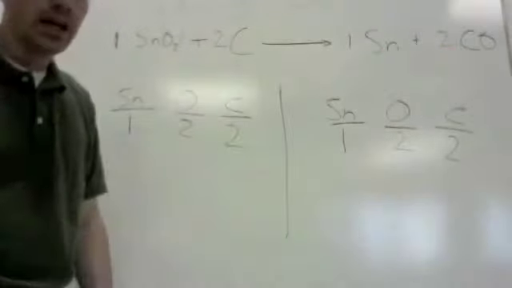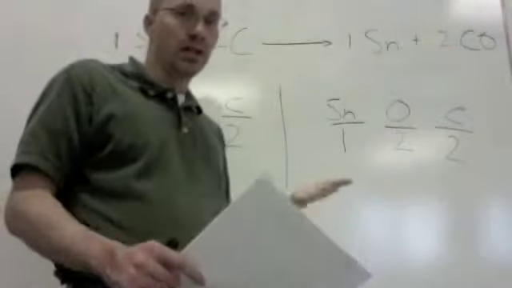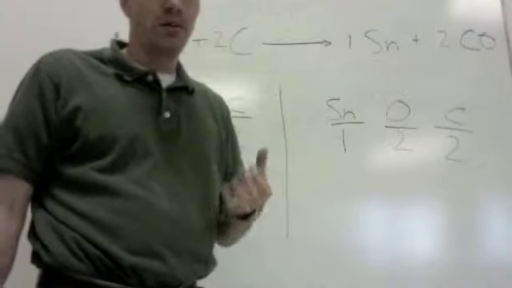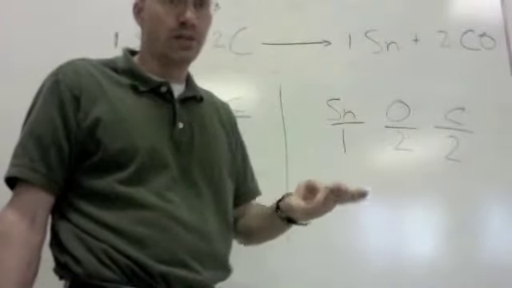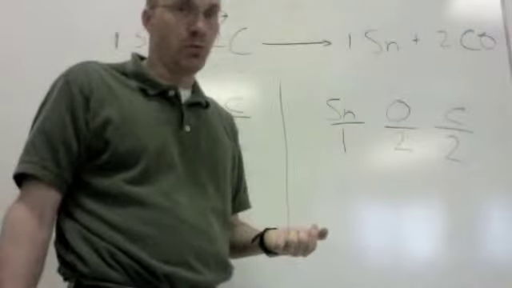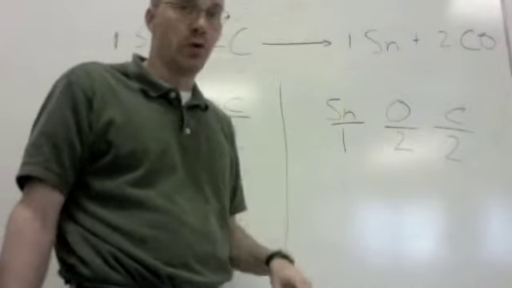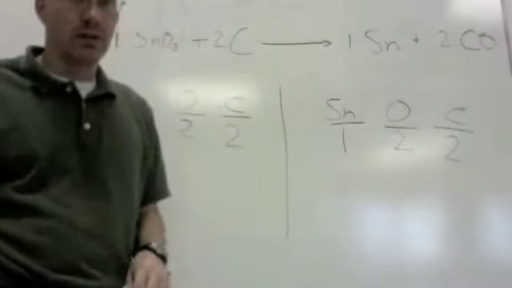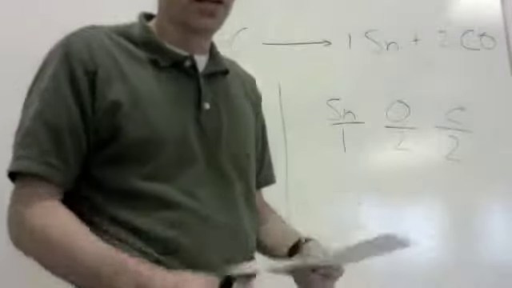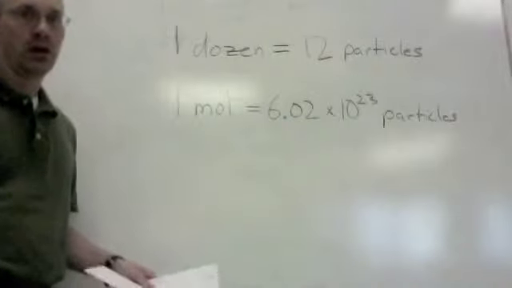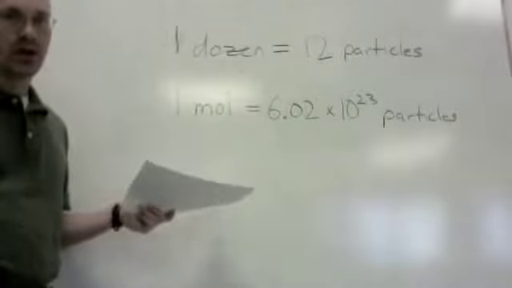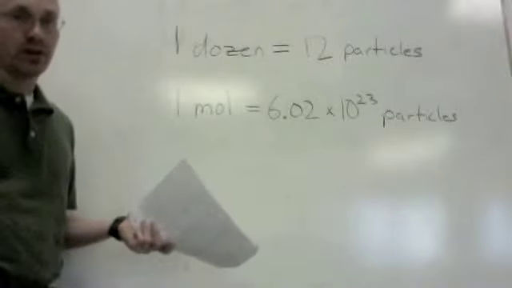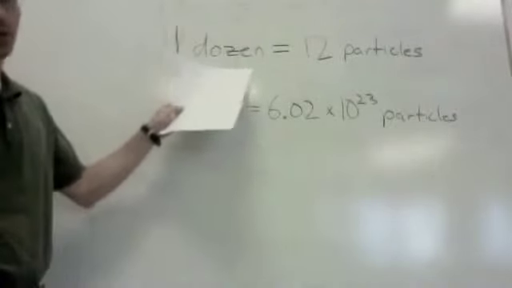In chemistry, it's impractical to talk about amounts in terms of individual atoms. We need something a little bit more practical, and that thing's called a mole. The next part of the video is going to talk about what exactly that is. The best way to describe what a mole is is to compare it to something you're already pretty familiar with, which is the word dozen.